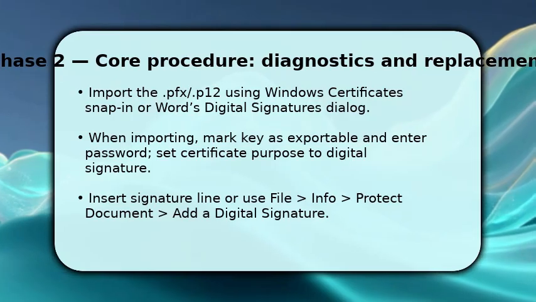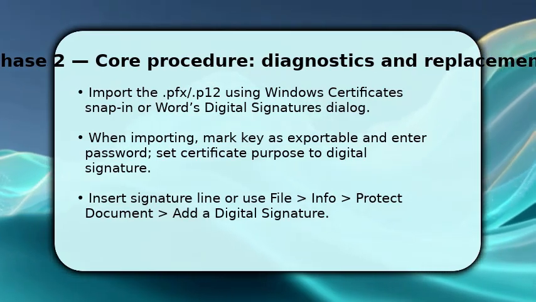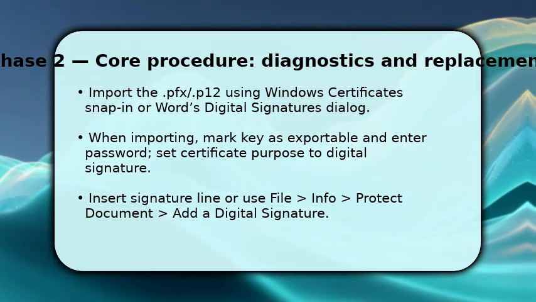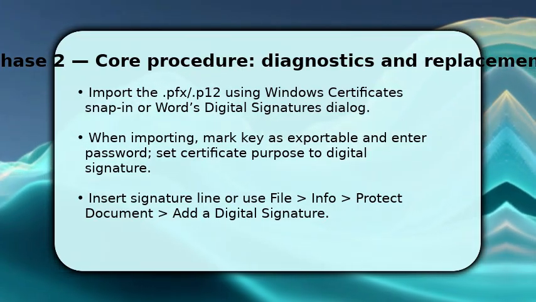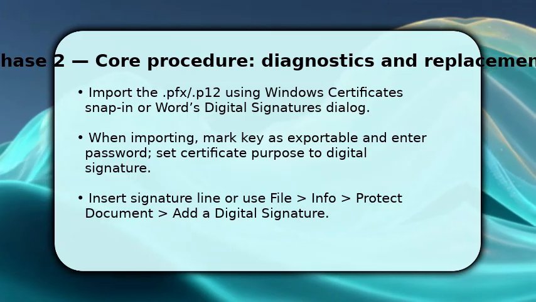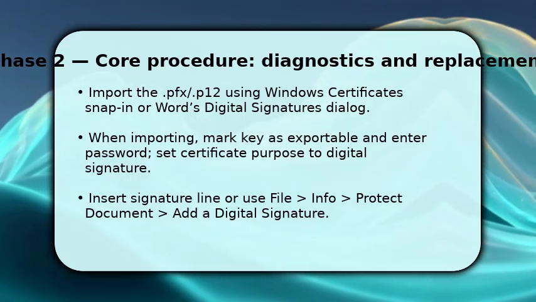Next, import the certificate into the personal store and set it for digital signatures. You do this via certmgr.msc, or Word Signature Import. During import, mark the private key as exportable and supply the password so Word can sign documents later.